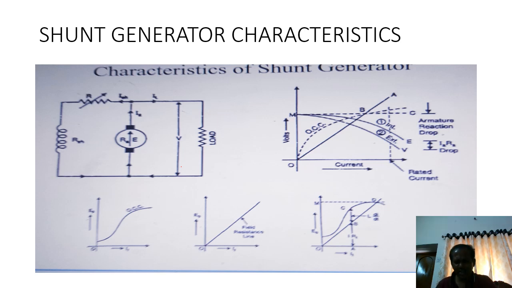So when load is connected across the shunt generator, you are observing that there is a change in the characteristics. Under no load condition, you just see the dotted line. When we are connecting the load, you can see this characteristic. What is that? Current versus voltage. So this is the current versus voltage characteristic.